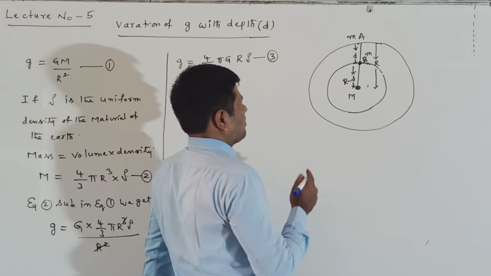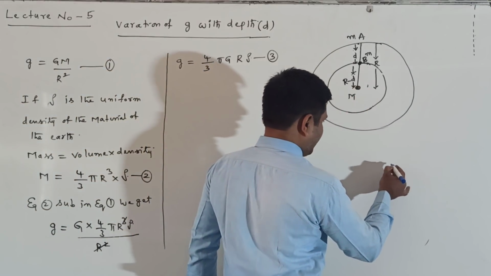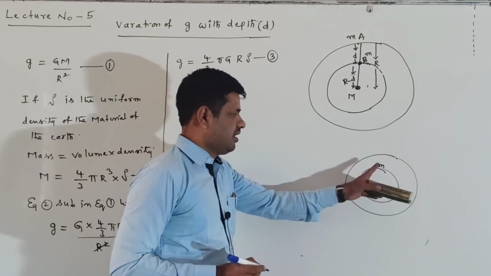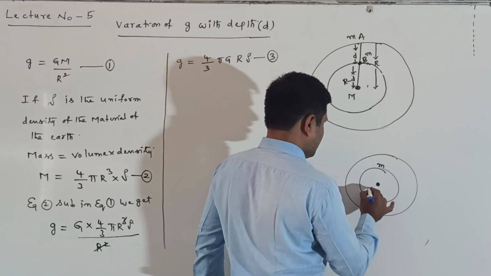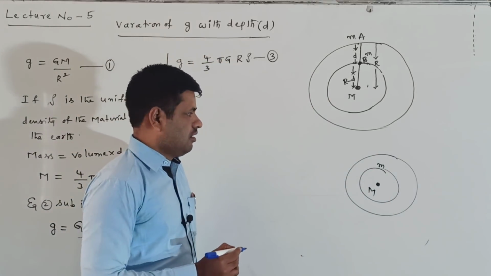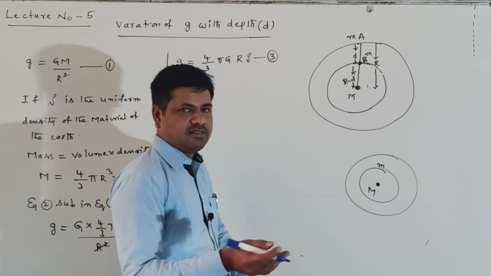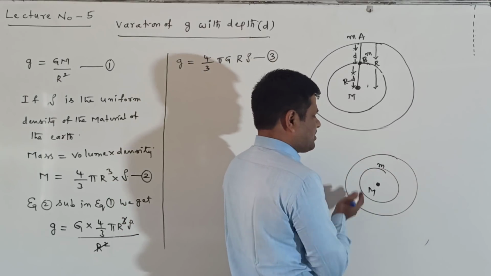Now listen here. On this body, I am showing again, I am placing the mass m at the depth d. The mass of the earth is concentrated at the center. Totally, the mass M is concentrated at the center, but it is distributed throughout, up to the surface of the earth.